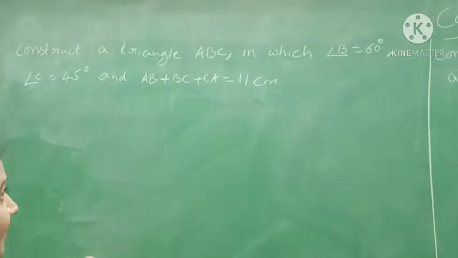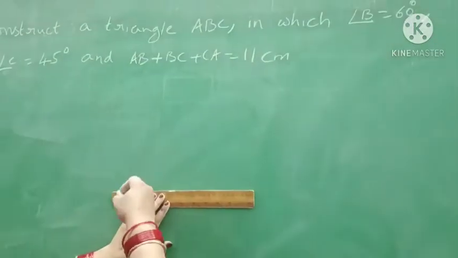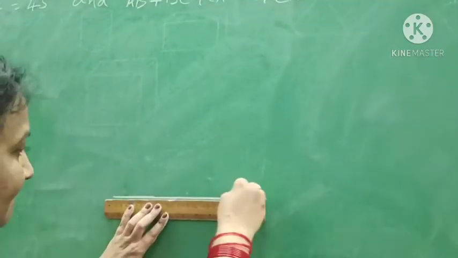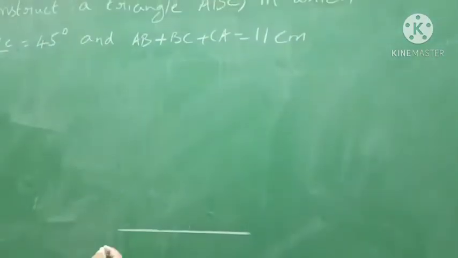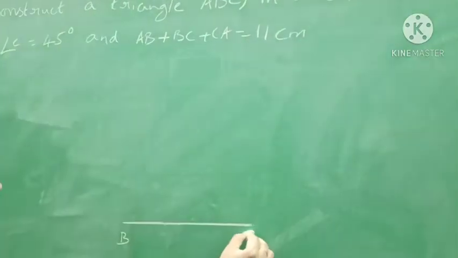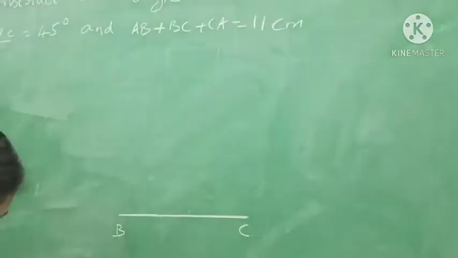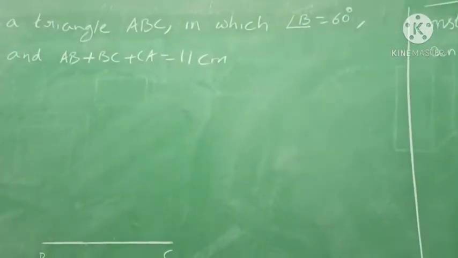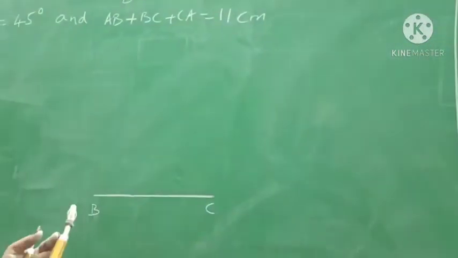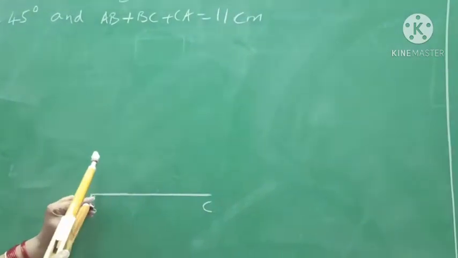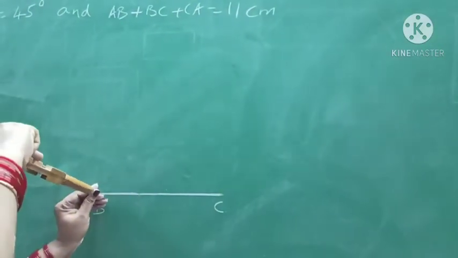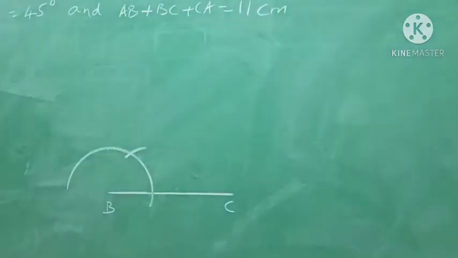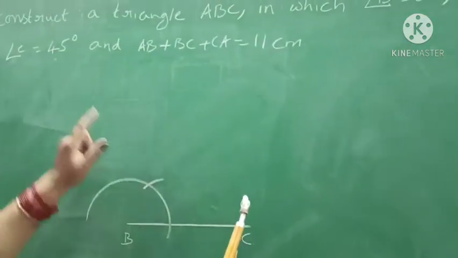For this one, we will take a line of any measurement. Now let us name this as B and C, and now draw angle B equal to 60 degrees. You have to take an arc with any radius for 60 degrees, and angle C is equal to 45 degrees.